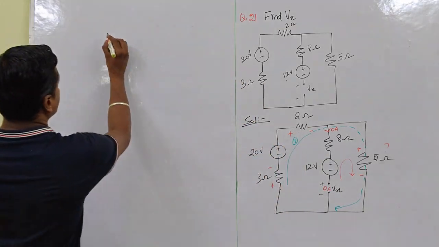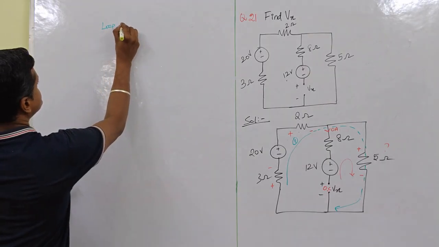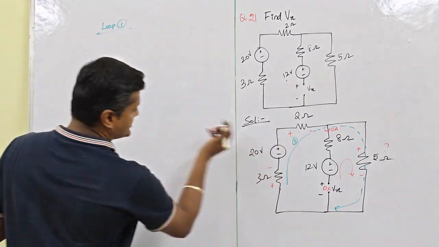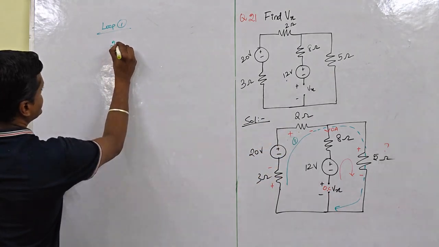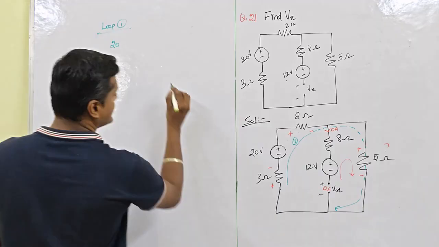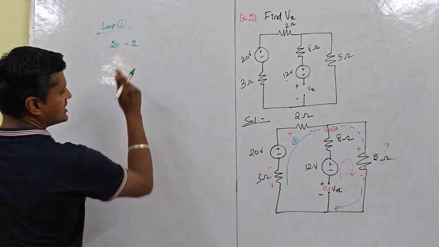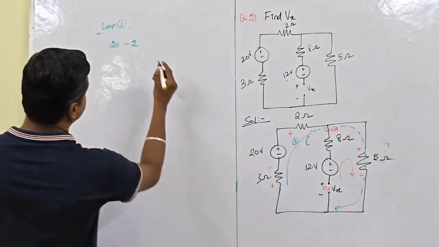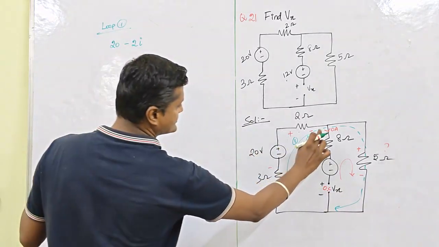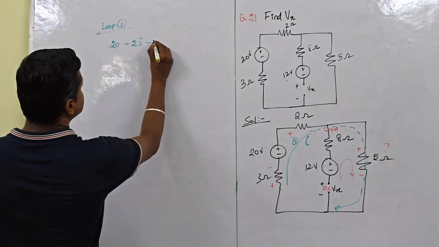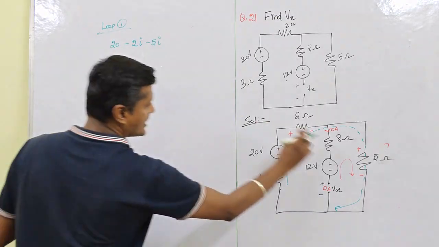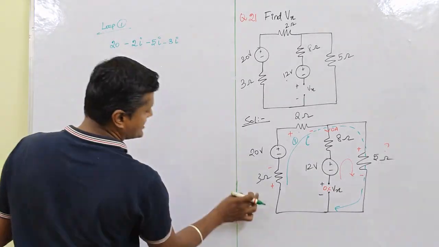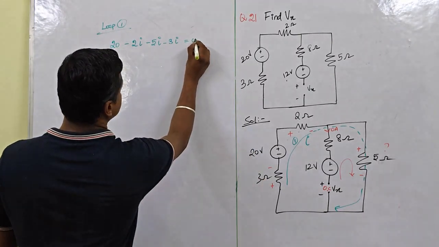For this loop 1, I am applying Kirchhoff's voltage law. Right. Let's start from here. That is 20. So here it is minus. The current flowing through this, we are taking as I. So the current through this is I. So 20, minus 5I, and it comes to minus 3I, right? Minus 3I, that is equal to 0.